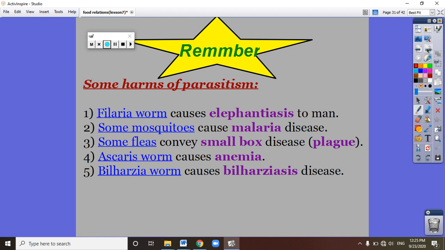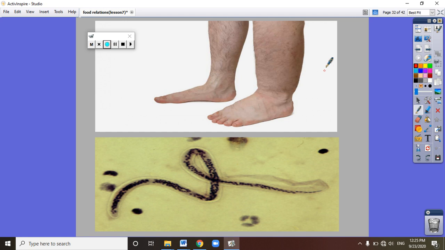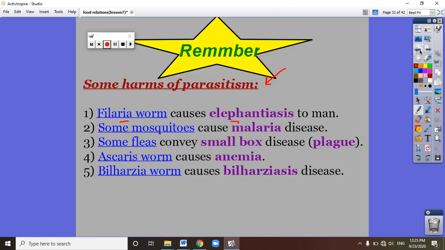Now we will identify the harms of parasitism. What harms does the parasitism food relationship cause? It causes some diseases, like the filaria worm, which is an internal parasite, causes elephantiasis disease to man. That's the elephantiasis disease. As you can see, this leg has elephantiasis disease, and the filaria worm causes this disease.